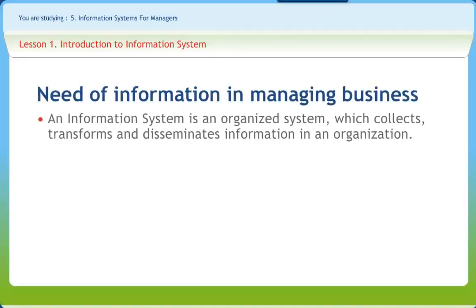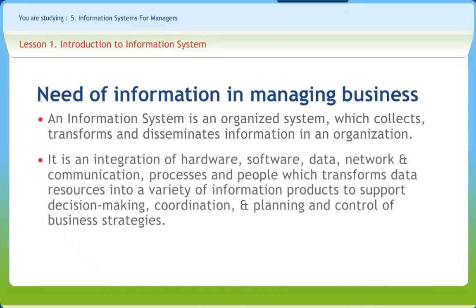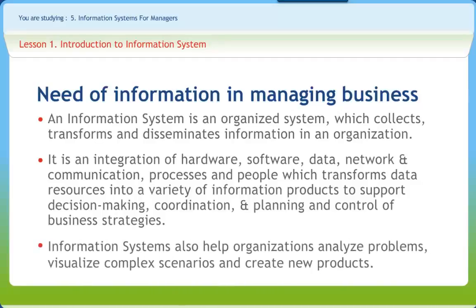An information system is an organized system which collects, transforms, and disseminates information in an organization. It is an integration of hardware, software, data, network and communication, process, and people, which transforms data resources into a variety of information products to support decision making, coordination, and planning and control of business strategies. Information systems also help organizations analyze problems, visualize complex scenarios, and create new products.